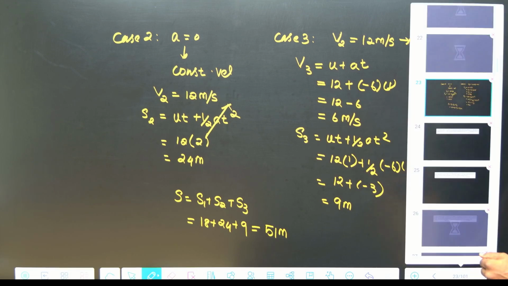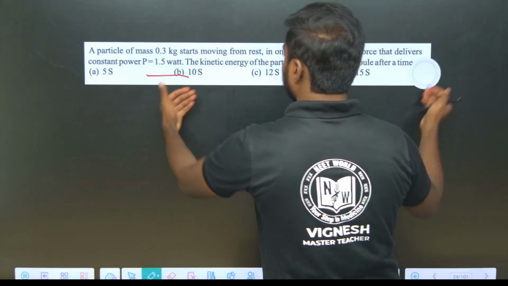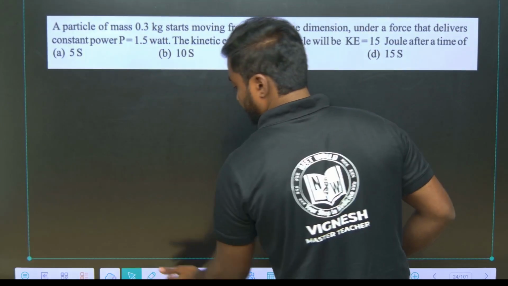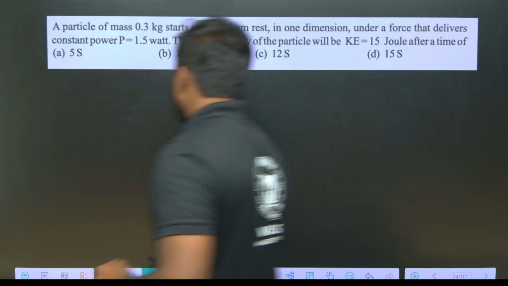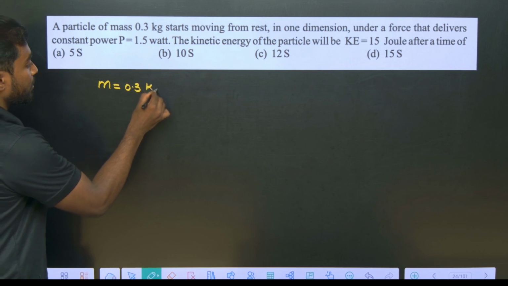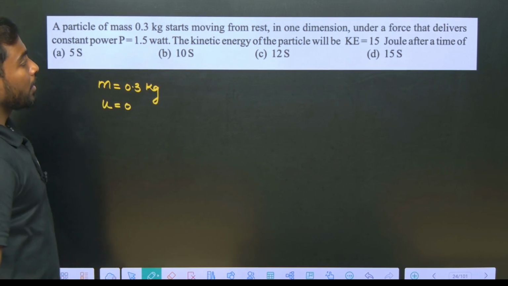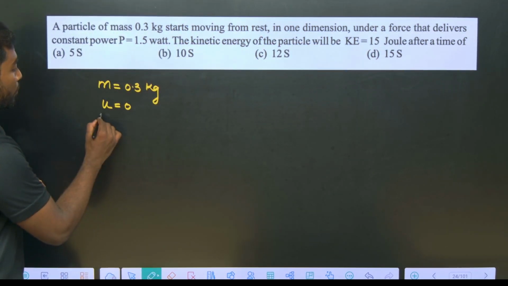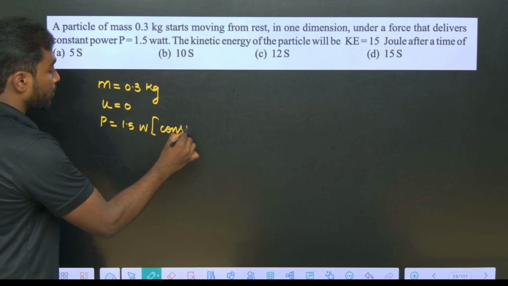Okay. So the next question is, yeah, little bit I'll zoom it out. Is it fine? Yeah, thank you. A particle of mass 0.3 kg. I will write down whatever is given here. So a particle of mass 0.3 kg starts moving from rest, so u is equals to 0, in one dimension under a force that delivers constant power. Okay, so power is equals to 1.5 watt. So it is constant.